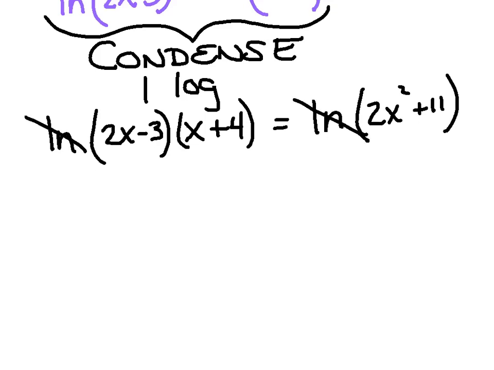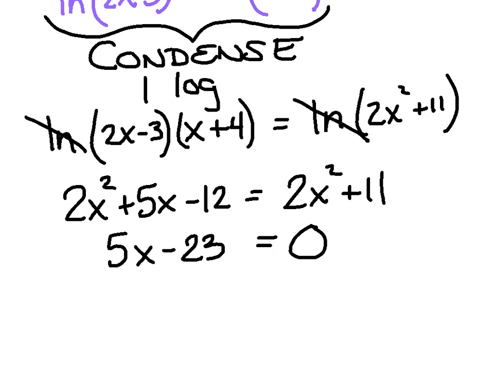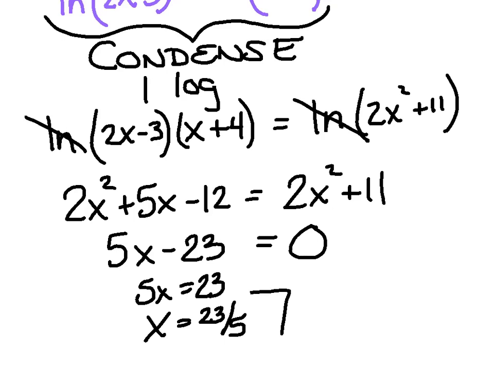So I actually get, when I FOIL this out, 2x squared plus 5x minus 12 equals 2x squared plus 11. Again, I'm going to set it equal to 0 on one side, so I'm going to subtract the 2x squared, subtract the 11, get 5x minus 23 equals 0. Add my 23, solve for x, so I get x equals 23 over 5. Now, they don't always have to turn out to be beautiful whole numbers. That's okay. So we'll take what we get, and we get x equals 23 over 5.